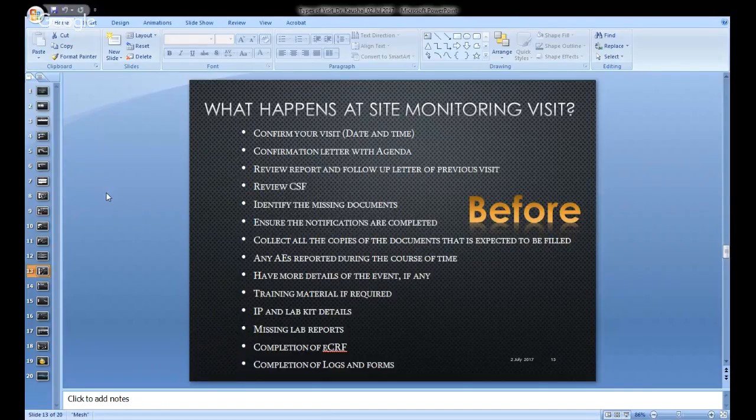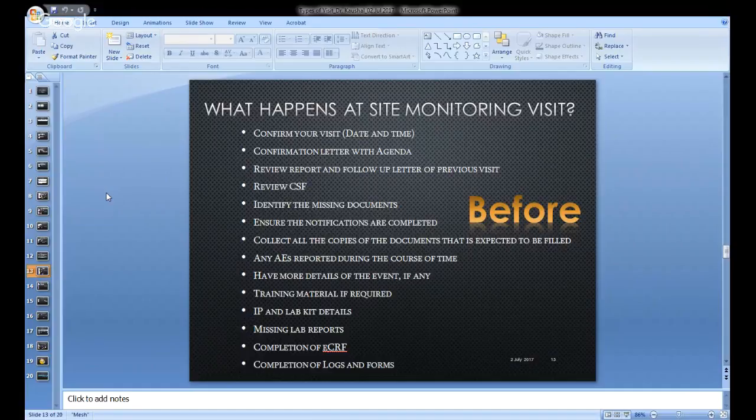Once this is confirmed, go ahead, send a confirmation letter. Like we said, what is documented is done. So until and unless your visit is not documented with help of confirmation letter, it's not confirmed. And your confirmation letter to be supported with the agenda. So the site or site staff is now prepared with the clear understanding of what will be monitored, how it will be monitored.